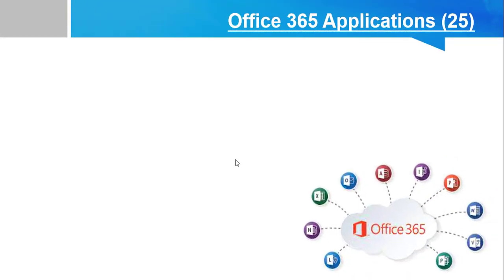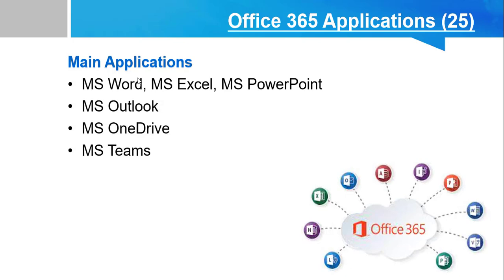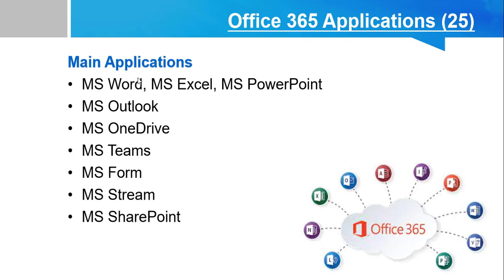There are mainly 25 applications available for users in Office 365, but we will mainly focus on the main applications like MS Word, Excel, PowerPoint, MS Outlook, OneDrive, Teams, Forms, Stream, SharePoint, Yammer, and Kaizala. Let's introduce them one by one.